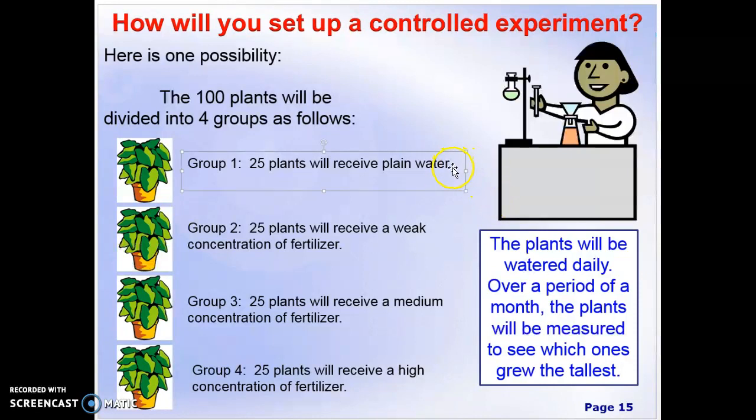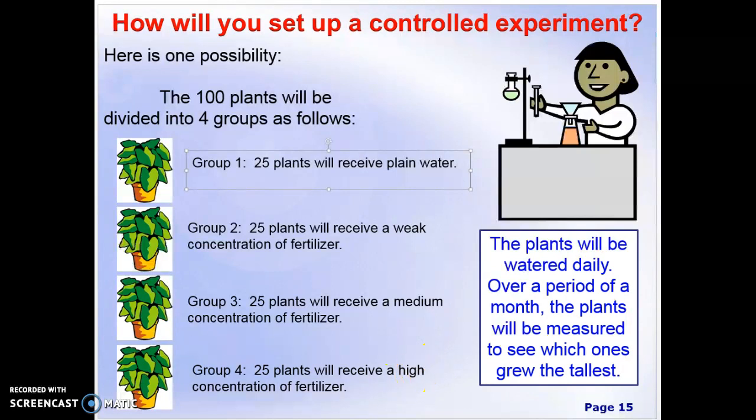And then this group right here, group 1, that's going to be our control group. It's not going to have the independent variable. We're not going to add any fertilizer to it at all. So whenever you get confused, this is always my most frequently asked question: what's the control group? It's the group that does not have the independent variable. And then it says down here, the plants will be watered daily over a period of a month.